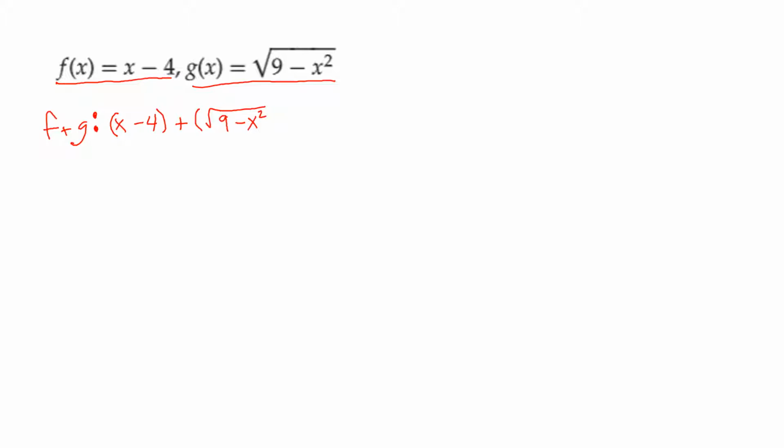And no, we can't square root these. Even though you look at 9 and you can take the square root, and you look at x squared and you can take the square root, you can't just square root them. Because if you factor this, you get 3 plus x and 3 minus x. So there is no square root. And now we can simply take away our parentheses. There's nothing to simplify. X minus 4 plus square root of 9 minus x squared.